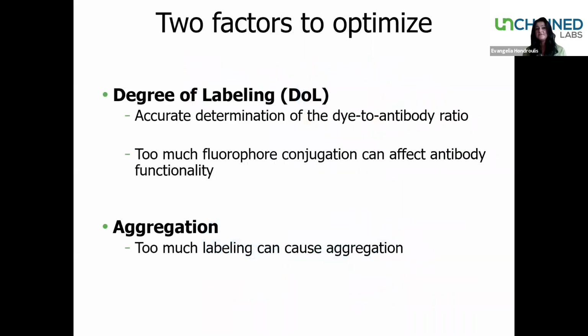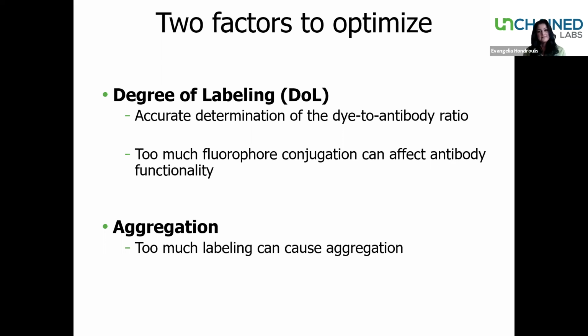Now, there are two different factors that we need to optimize when labeling antibodies. First, of course, is the degree of labeling. This is going to tell you how much dye is going to attach to your antibody. A common presumption made, though, when you're labeling your antibody, is that the antibody maintains its integrity. That's not always the case. So in addition to measuring the degree of labeling, we also have to monitor the structural integrity of our antibodies. So in other words, looking for aggregation and also monitoring the percent recovery of the antibody.